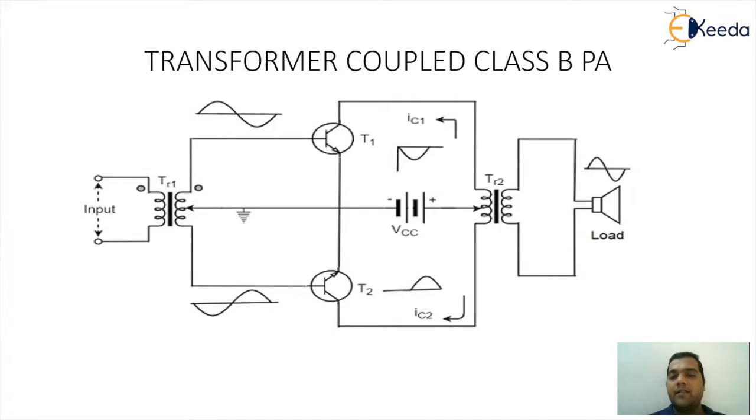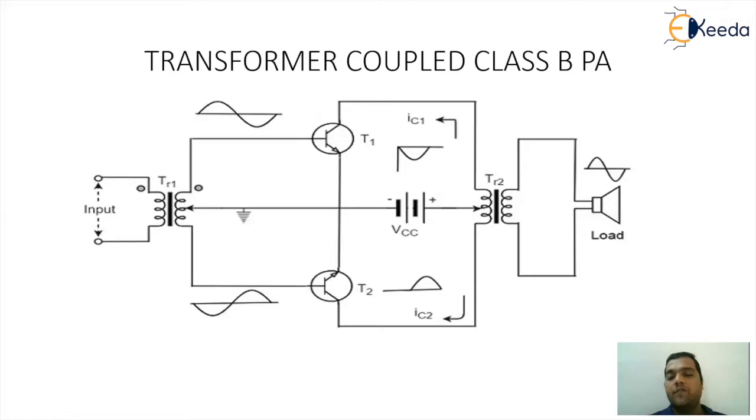Since we are using two transistors of the same type, one is NPN and the other one is also NPN, we need to ensure that both the transistors are operating in independent half cycles. That is the reason the first transformer is a center tap transformer. The center tap transformer will ensure that when the positive cycle reaches the input of the first transistor, the negative cycle will reach the input of the second transistor. And when the negative cycle reaches the input of the first transistor, the positive cycle will reach the input of the second transistor.